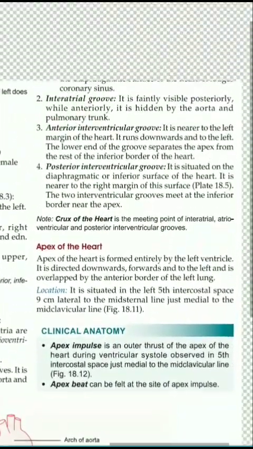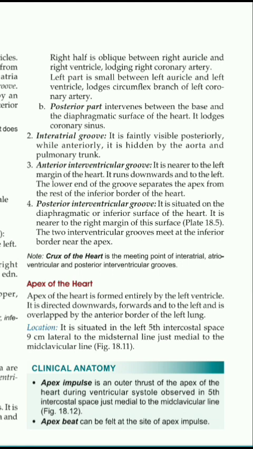Here we can see the interatrial groove, that means the two atria are separated by a groove called the interatrial groove. It's hidden by the aorta and pulmonary trunk. The anterior interventricular groove is nearer to the left margin, runs downwards and to the left. The lower end of the groove separates the apex from the rest of the inferior border of the heart.